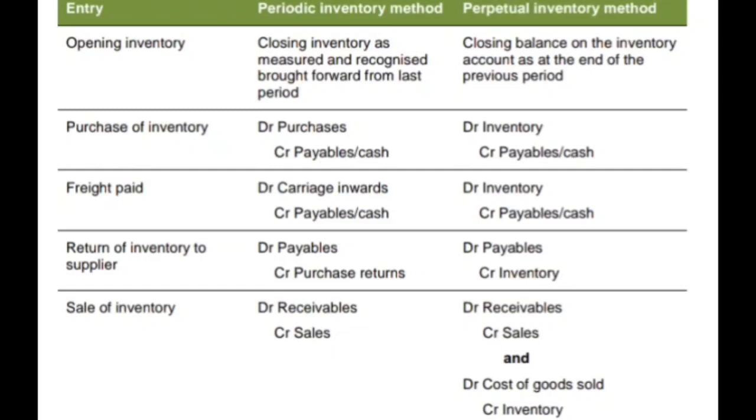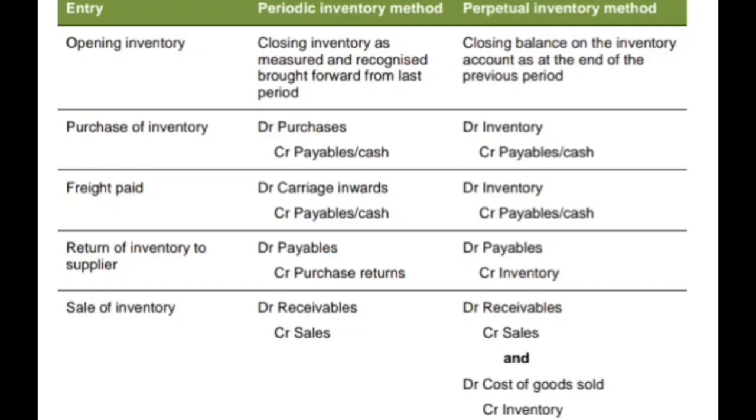Then the entry which has to be understood is the sale of inventory. Now under the periodic inventory system, you'll pass only one entry, receivables debit and sales credit, like you always do. Then under the perpetual inventory system, you'll pass two entries. One is the normal one of sales, receivables debit and sales credit, and you have to pass the other entry as well.